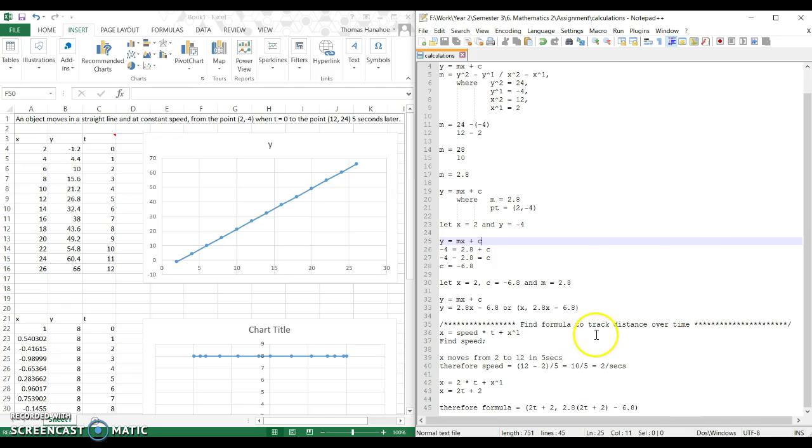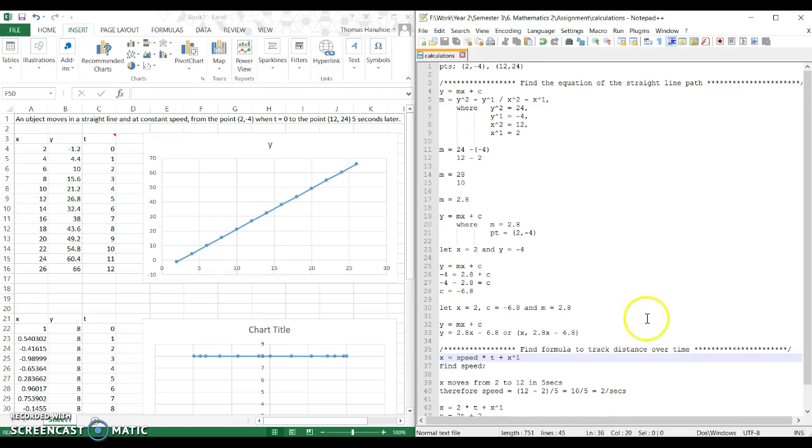The formula for this is, to find the x in this formula we use the equation x equal to speed multiplied by time plus the initial starting value of x, and in this case the initial starting value of x was 2. You can see up here, and it starts in this graph here, it starts roughly at there.